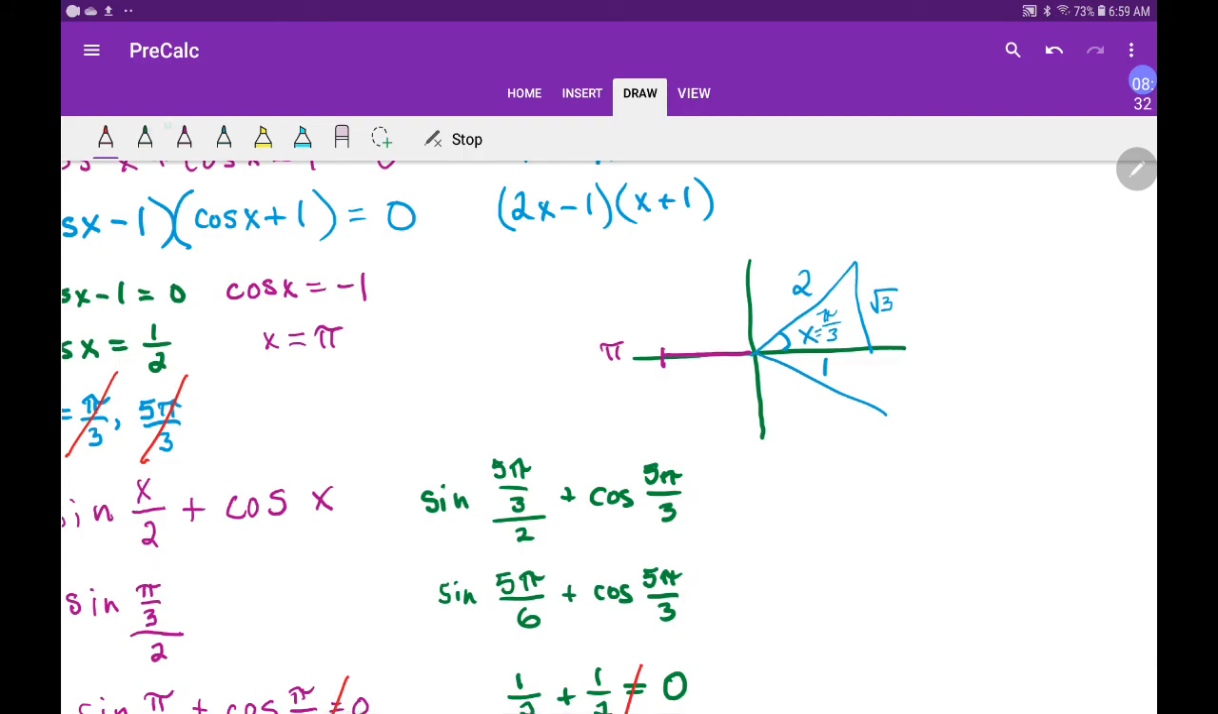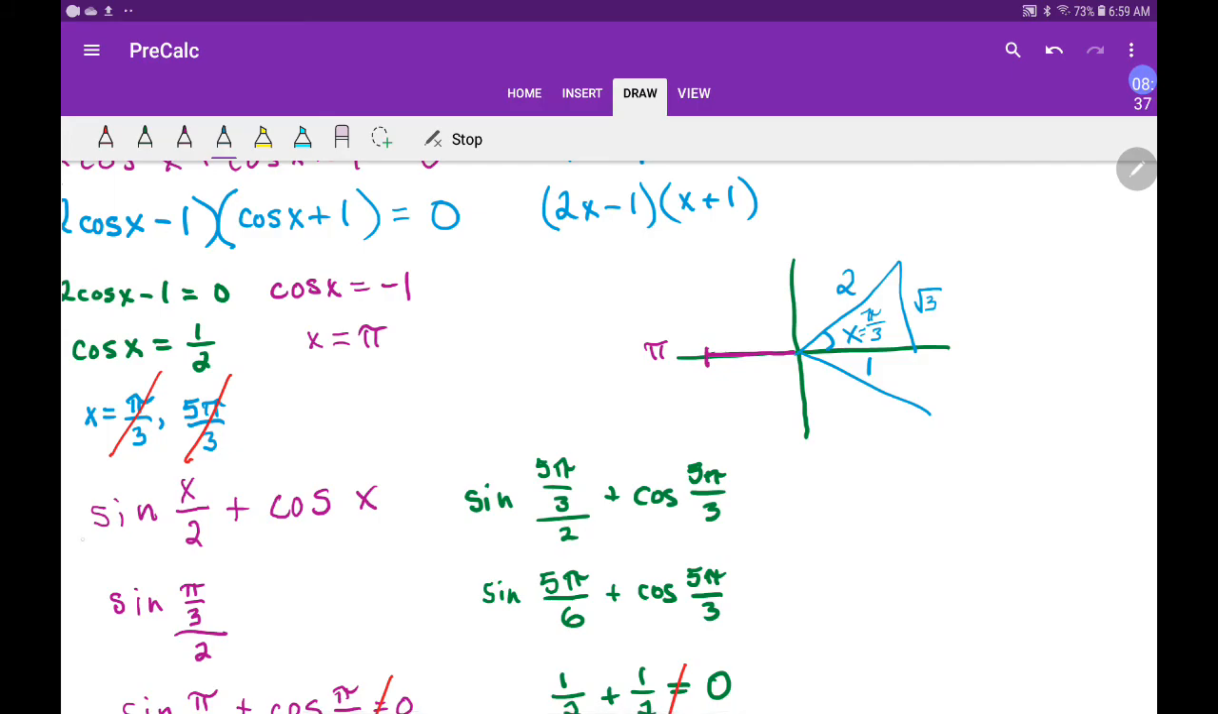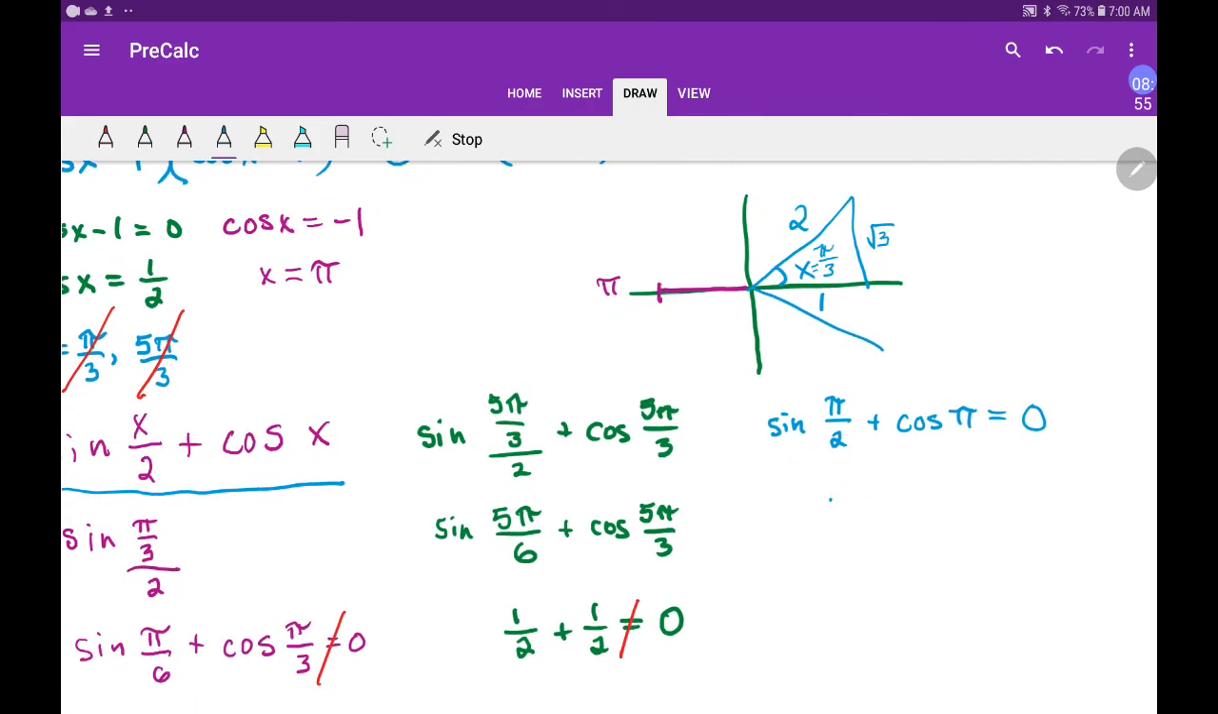Let's try pi. I hope pi works. So let's see, what's my original one? Here's my original one right down here. I'm going to say the sine of pi over 2 plus cosine of pi is supposed to be equal to 0. Well, what's the sine of pi over 2? That's 1, right? And the cosine of pi, that's negative 1. And that really is 0. So I'm going to say that x is actually pi and nothing else. That's the answer that I'm going with.